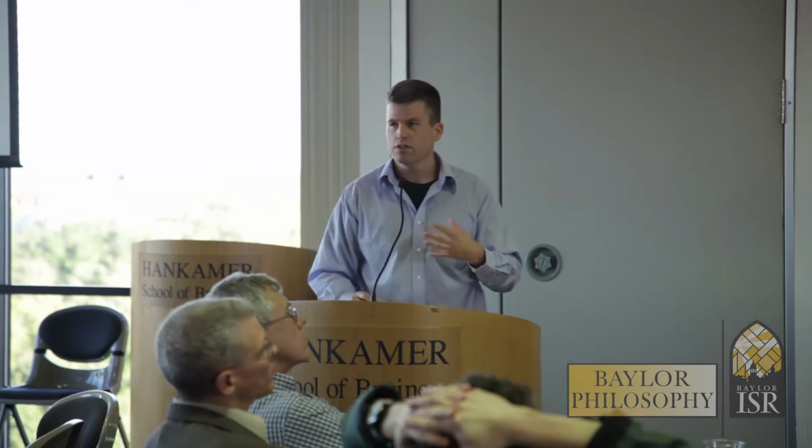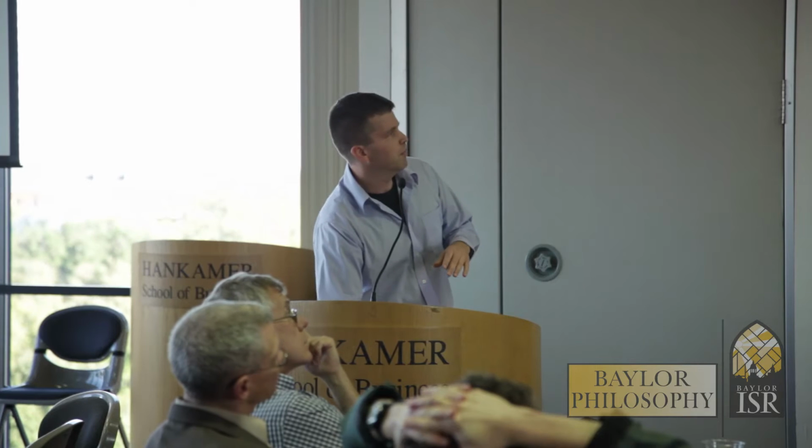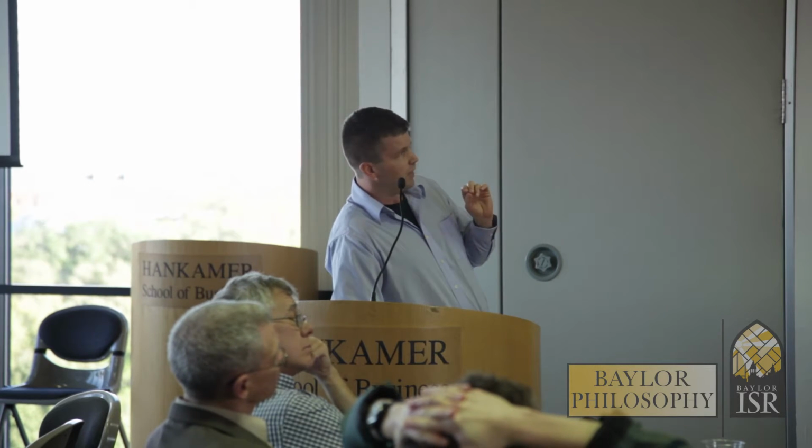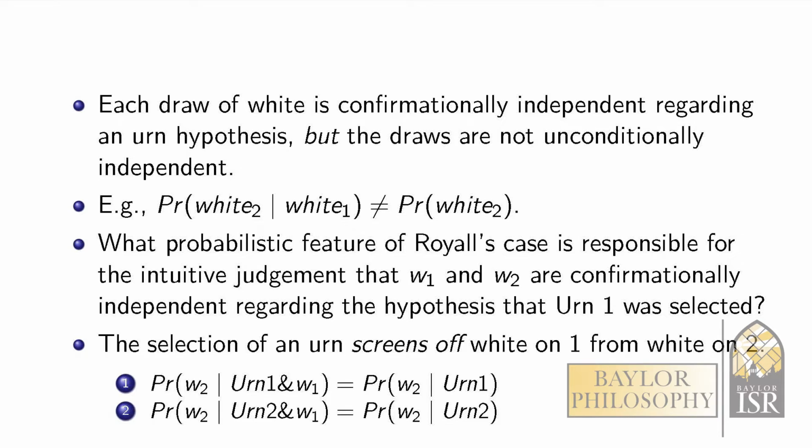Okay. So then there's this other feature of Royall's case that is kind of interesting. Each draw of white is confirmationally independent regarding an Urn hypothesis, but the draws themselves are not unconditionally independent. And this is really important for when you're trying to assess the value of diverse evidence.